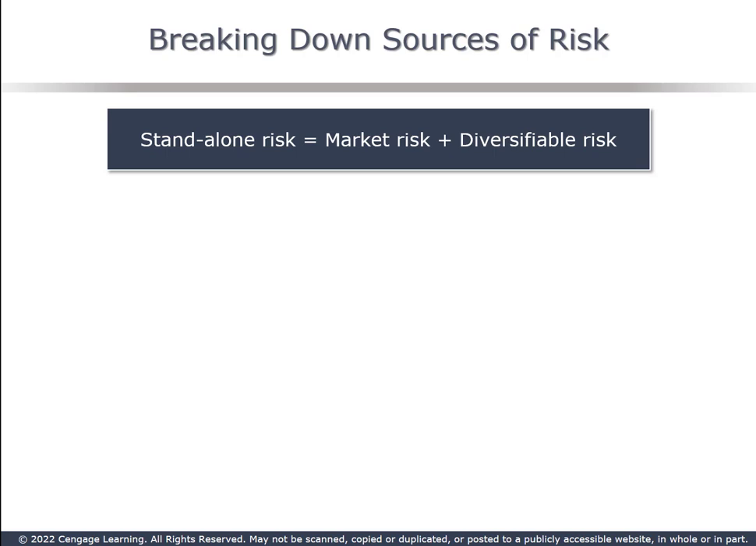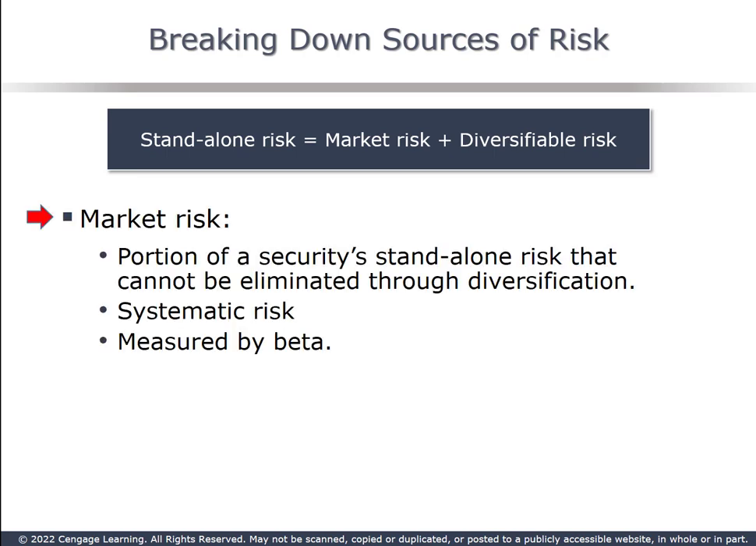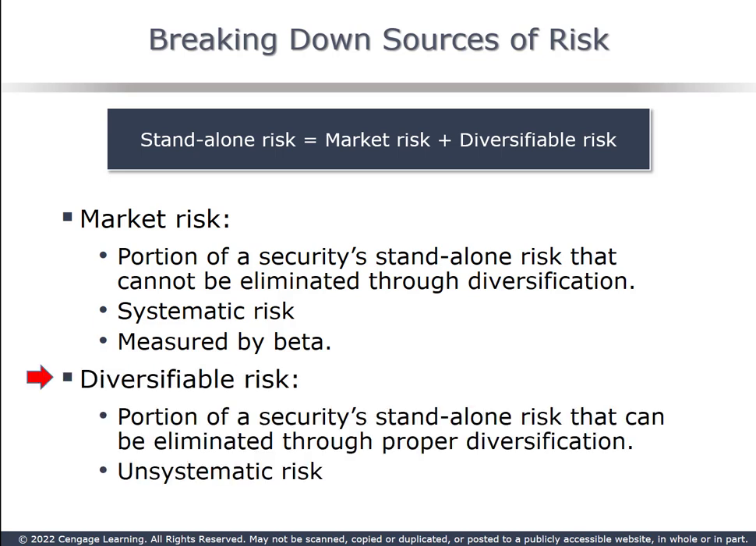So far, we've focused mainly on standalone risk, the risk of holding a single asset in isolation. Standalone risk has two components: market risk or systematic risk, risk that cannot be eliminated by diversification, the light blue on the previous graph. It's measured by beta. Diversifiable or unsystematic risk is risk that can be eliminated by diversification. It was the dark blue on the graph.